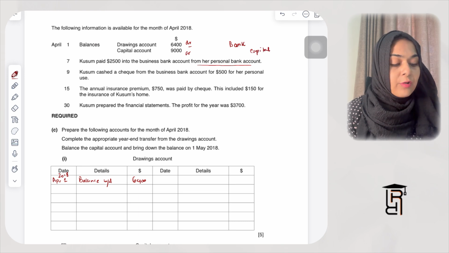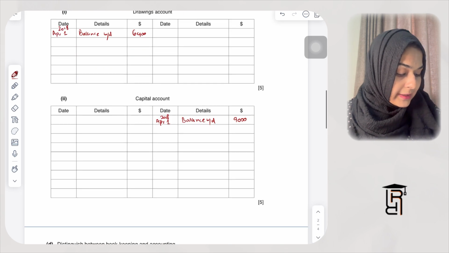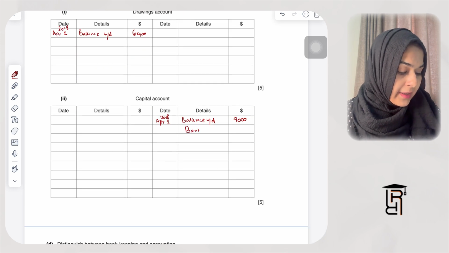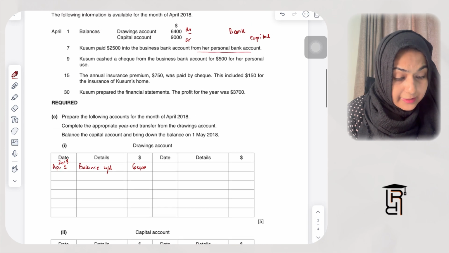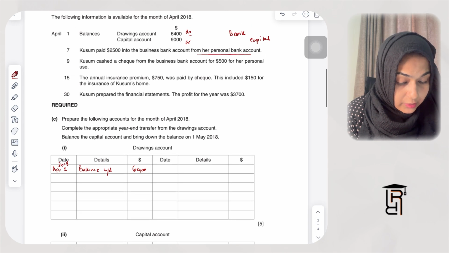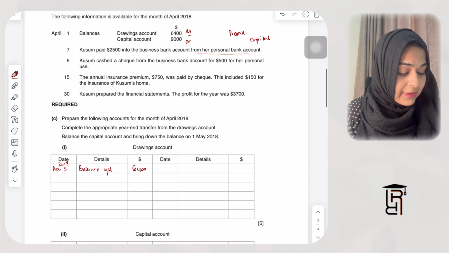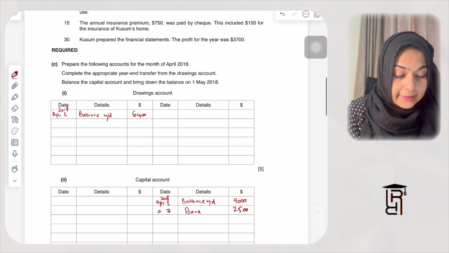So in the bank account, in the details I will write capital, of course, but in the capital account, in the details I'm going to write here bank, and this is going to be 2,500. There's no date for it, so I can use the last day. Oh no, there's a date. April 7 is the day. So I'm going to write here April 7 and bank, and then 2,500.